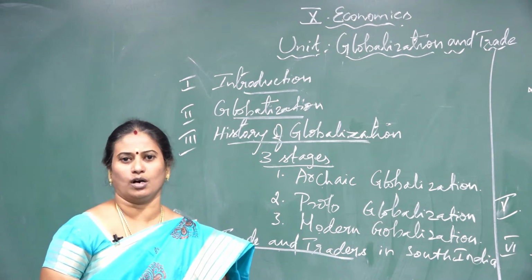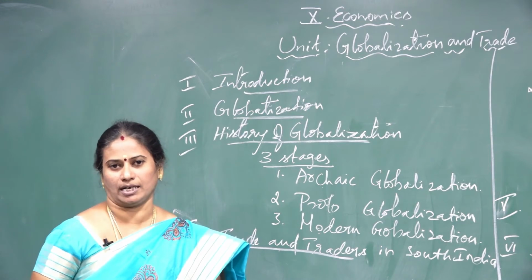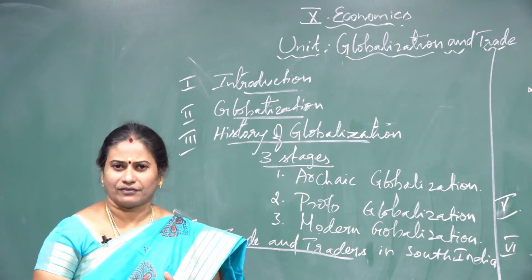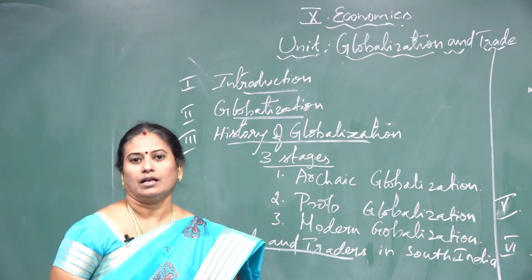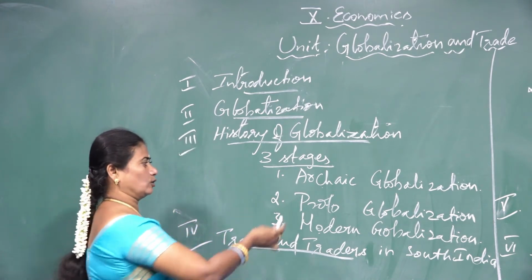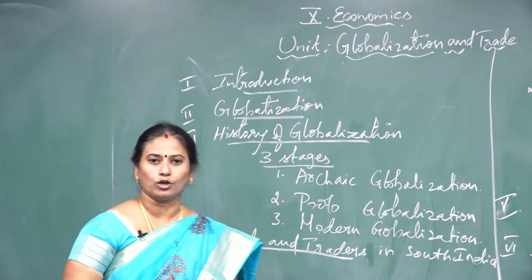The Islamic Golden Age was another form of early globalization. The advent of the Mongols, who traveled through this Silk Road. This is about archaic globalization. Next I'll explain proto-globalization.